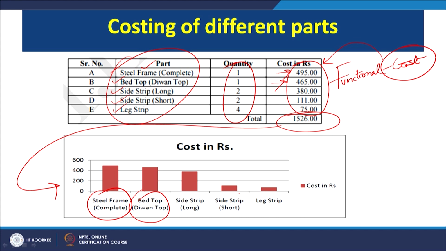Now 2 things are known to us. We have done the functional analysis. For each and every part we know what the functions are, and within the functions we know what the basic functions being achieved are, what the secondary functions being achieved are, and for each component we know the cost. Now we can find out the value gap, that is, what can be the minimum cost with which the functions can be achieved. So that is given here.